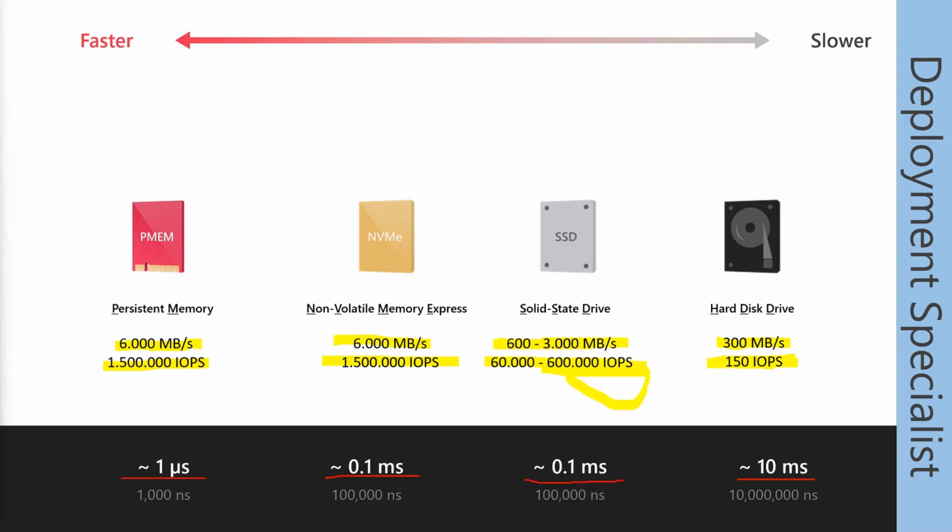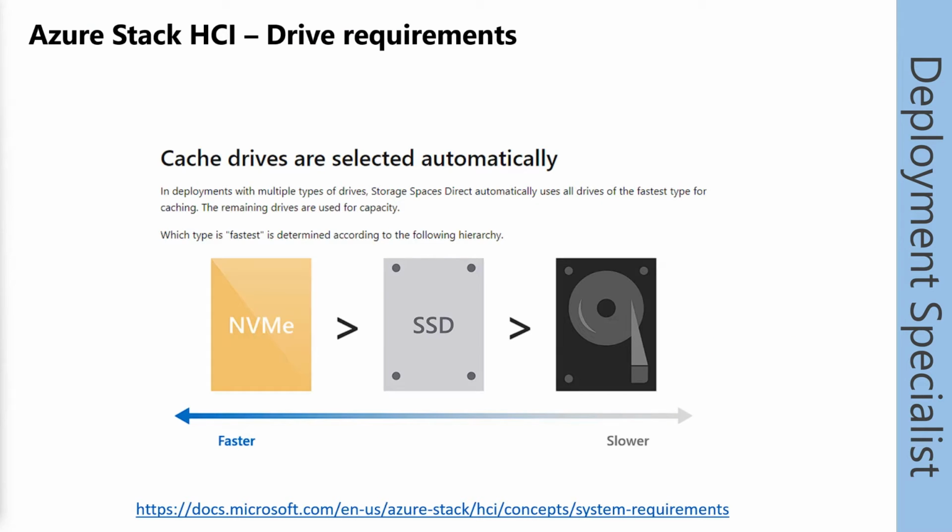So the drives and the role of the drives is selected automatically. It depends on which drives we combine, but usually when we combine hard disks and SSDs, the SSDs will automatically be selected as cache drives. We can see this for the NVMes, and we could add in our mind the persistent memory modules.